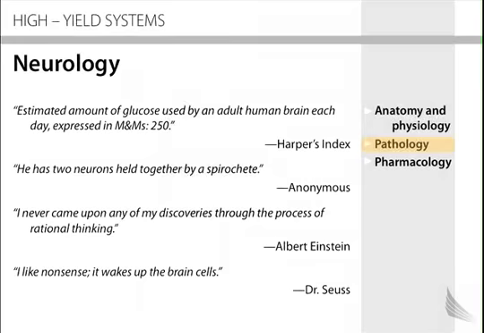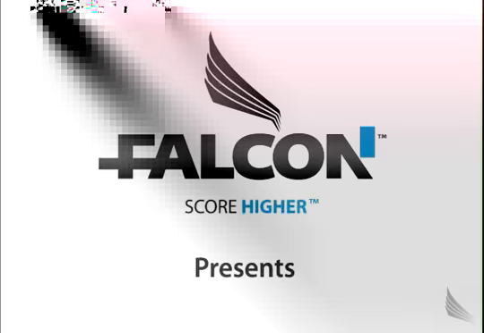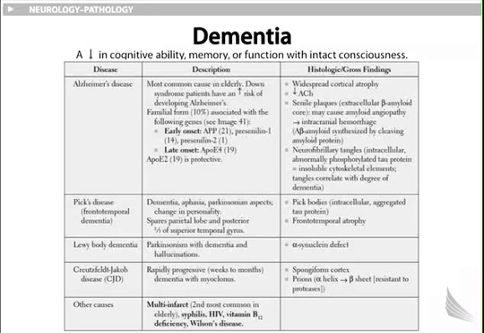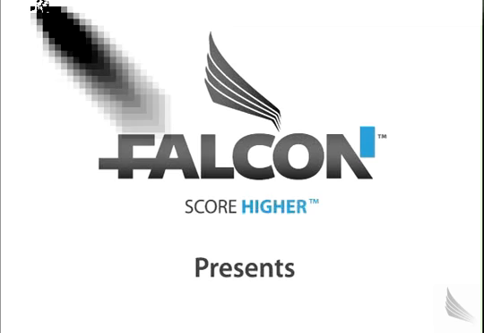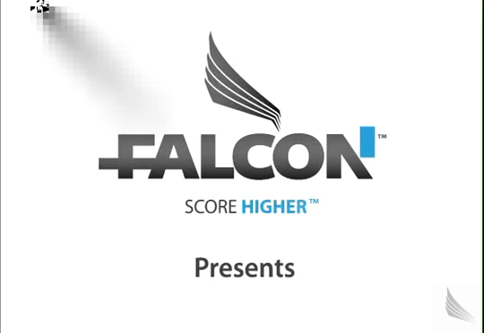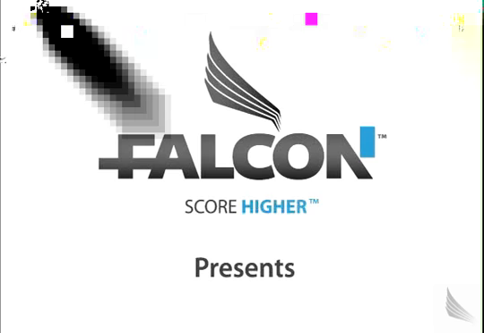In this section, we'll be focusing on neuropathology. Dementia correlates with a decrease in cognitive ability, memory, or function with intact consciousness. There are multiple forms of dementia. This slide illustrates the major high-yield features that are relevant to these diseases.